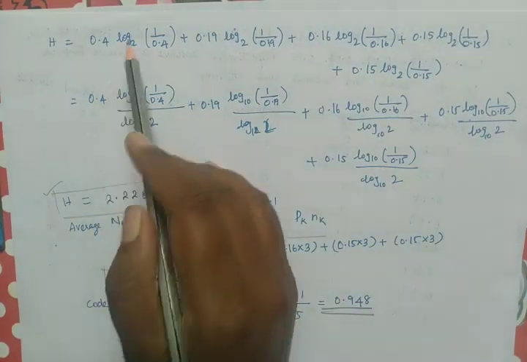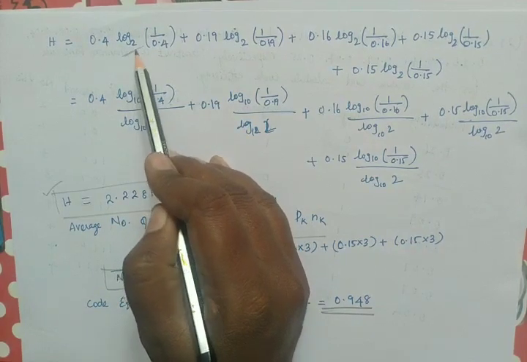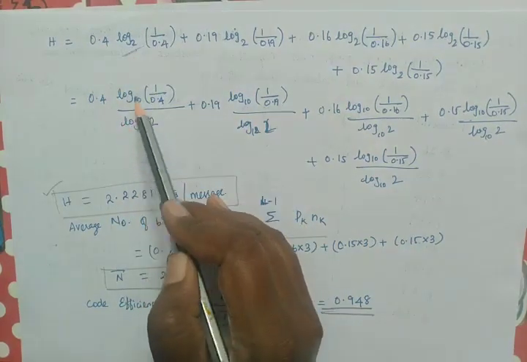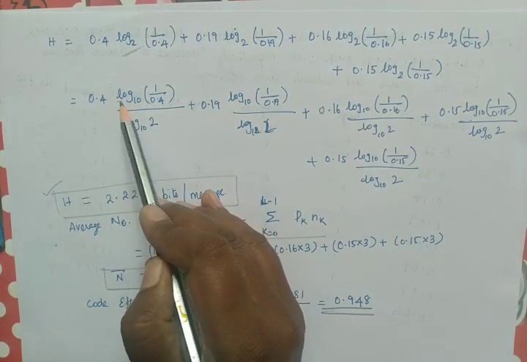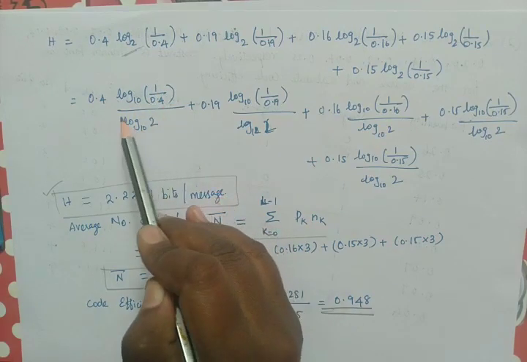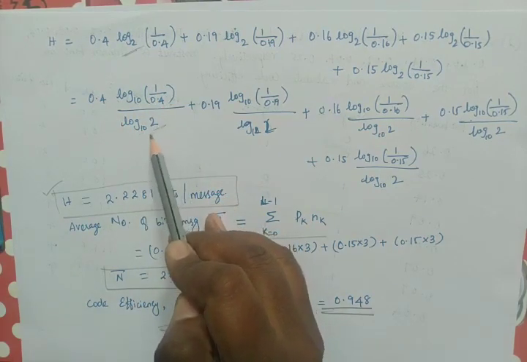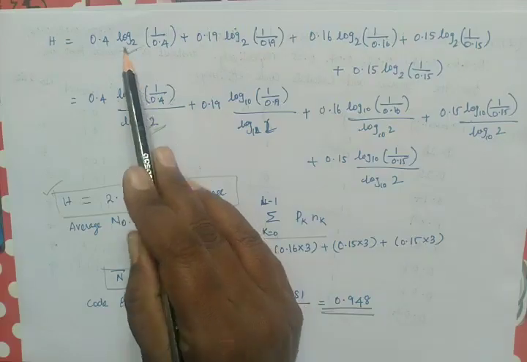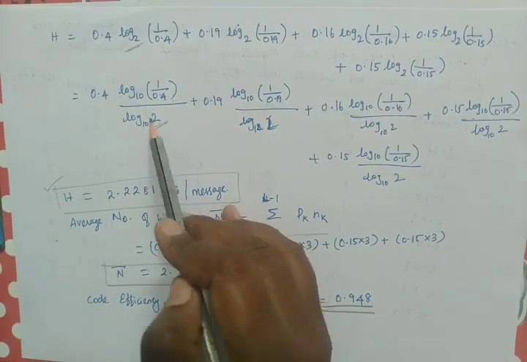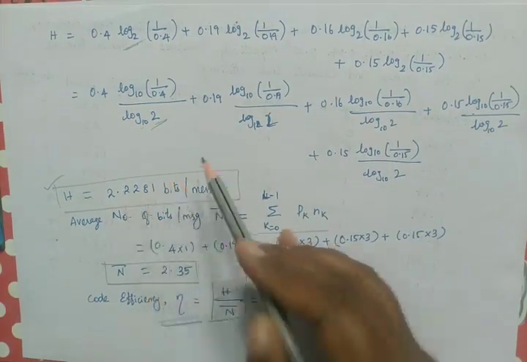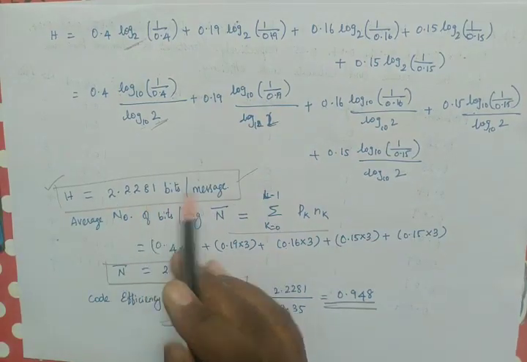Now if you feel there is difficulty in this, then you can convert this to log base 10. So we can write this as log base 10 of 1 divided by 0.4, divided by log base 10 of 2. If you put this division, then log base 2 will be converted to log base 10. So after substituting, find the answer. Our entropy will be 2.2281.